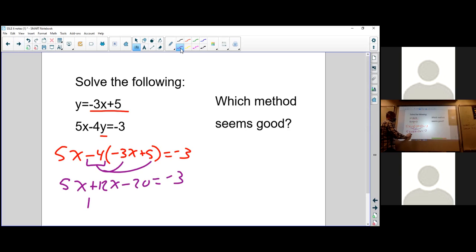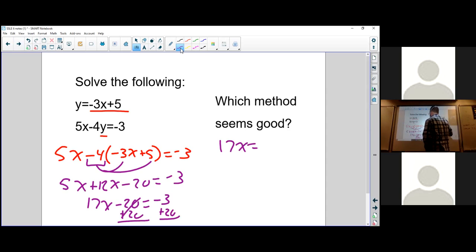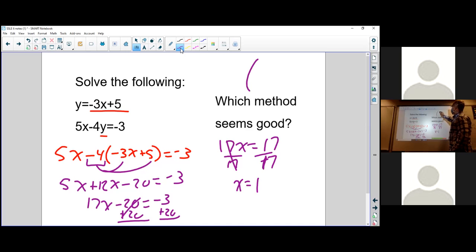Combine your like terms, so I get 17x minus 20 equals -3. Add 20. Those cancel, so I get 17x is equal to positive 17. 17, that's a 17. So x equals 1. Sweet.